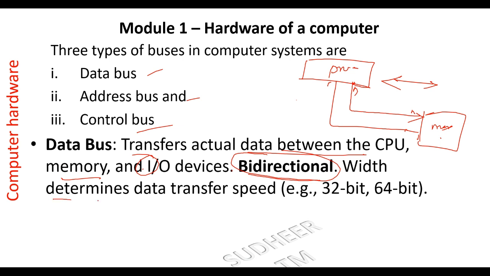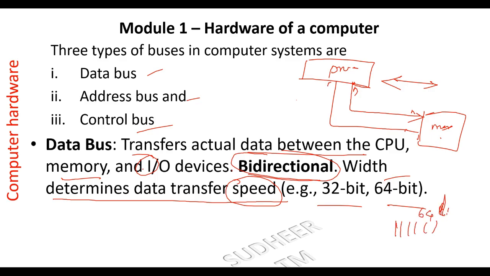Its width determines the data transfer size. Okay, 32 bit, not that speed, it is the size of the data that is being transmitted from here to there. Nowadays our processors are 64-bit processors. That means its data lines contain 64 channels, 64 lines.